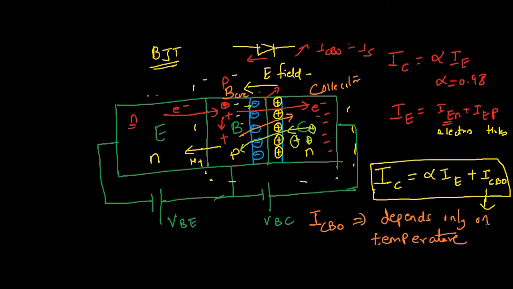It is not in our scope to derive the equation for ICBO. Just understand that these are leakage currents, which are possible only due to the migration of minority carriers across the junction.